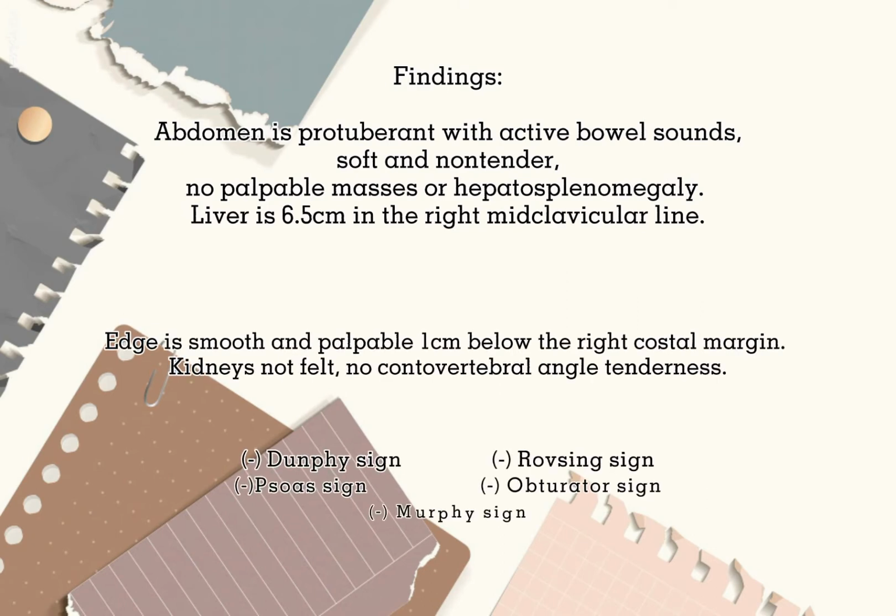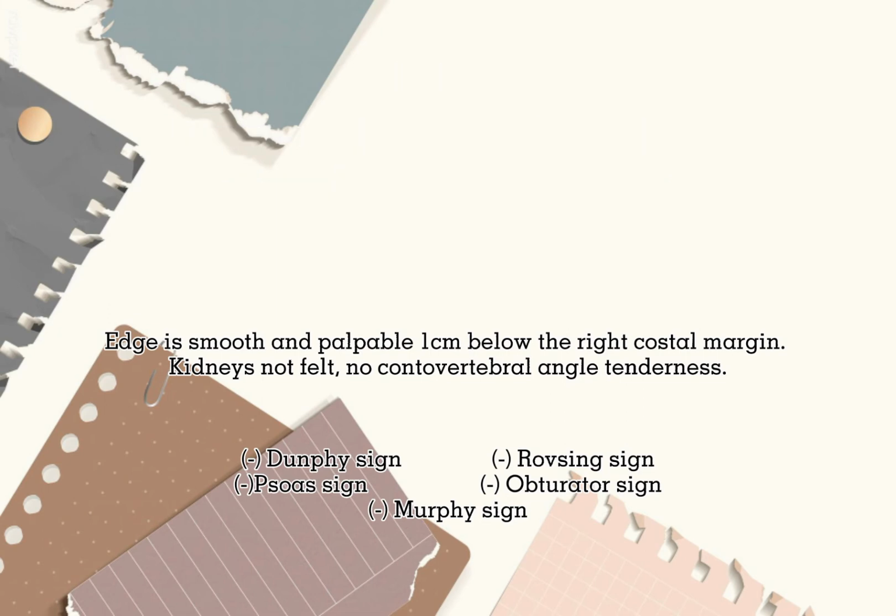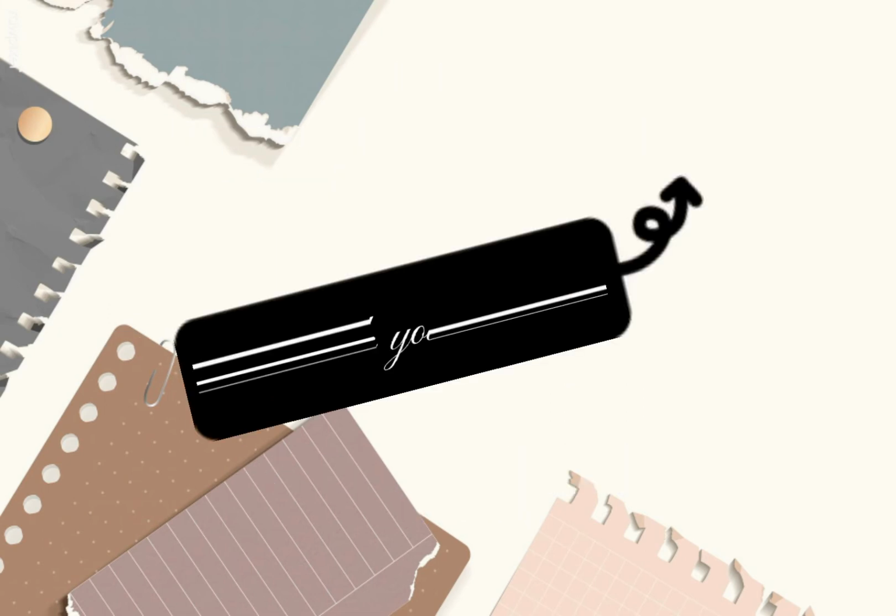Abdomen protuberant with active bowel sounds, soft and non-tender. No palpable masses or hepatosplenomegaly. Liver is 6.5 centimeters in the right midclavicular line. Edge is smooth and palpable 1 centimeter below the right costal margin. No appendicitis nor cholecystitis.